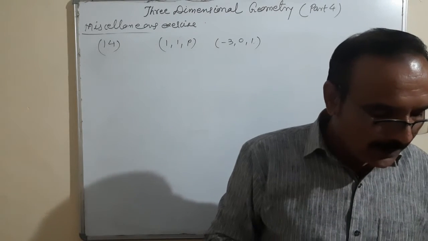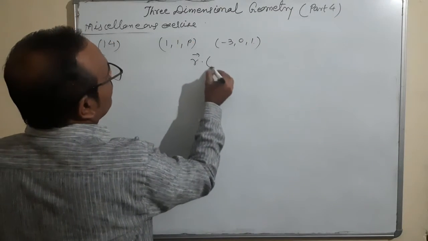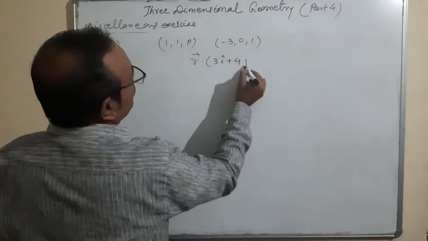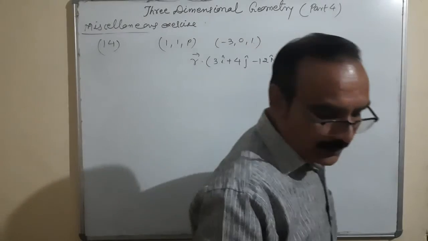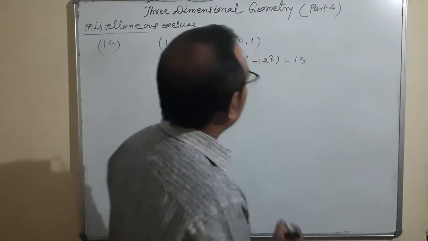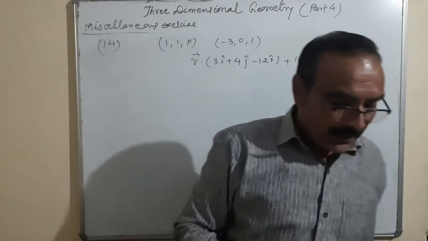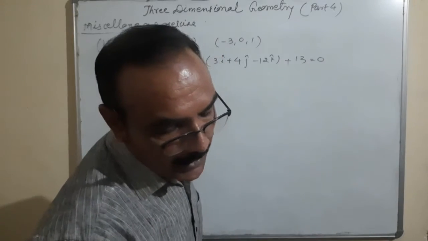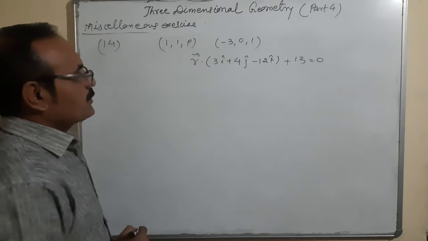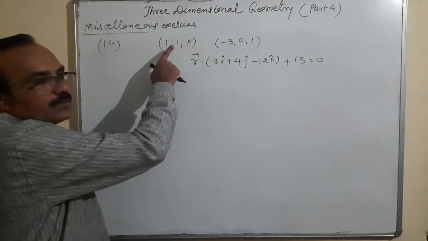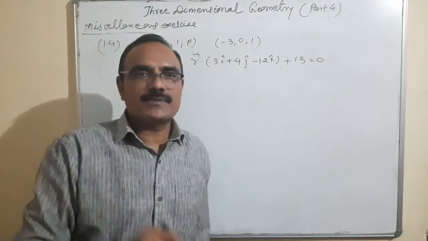Be equidistant from the plane r vector dot (3i plus 4j minus 12k) plus 13 is equal to 0. Okay. Then find the value of P. If the points are equidistant from the plane. Okay. So first I am using a direct formula, the distance between a point and a plane: ax1 plus by1 plus cz1 plus d upon under root a square plus b square plus c square.